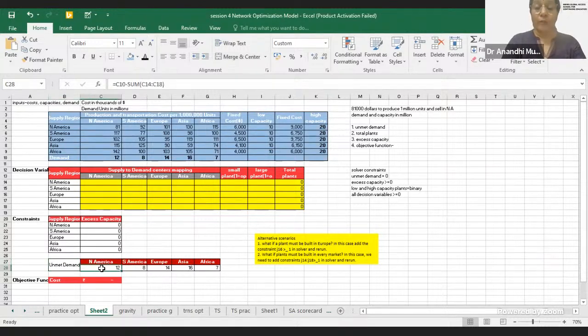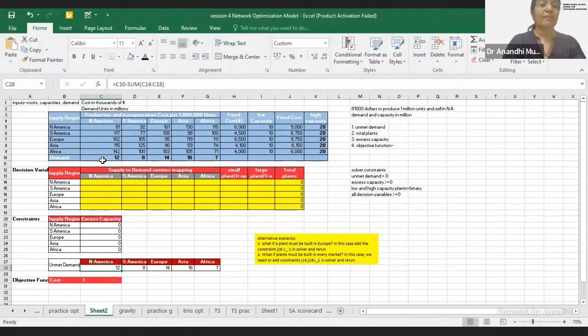Later, after solving the problem situation, we want this field to be zero. That means all the demand has to be met. That is the precondition. As of now, I have just equated whatever is there here, but later, once we fill this excess capacity, that will calculate and tell us the final figure.